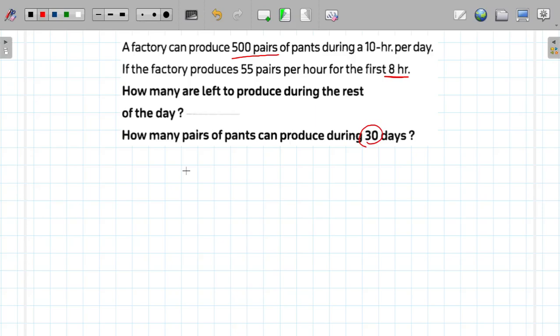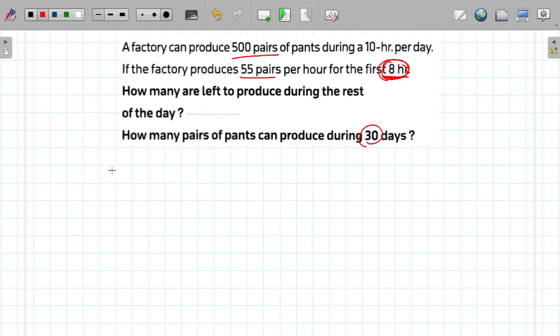Okay, the first line here, he said a factory can produce 500 pairs of pants during 10 hours per day. Okay, so in the first 8 hours, it produces 55 pairs in every hour. So I want to find the total number of pairs in these 8 hours.